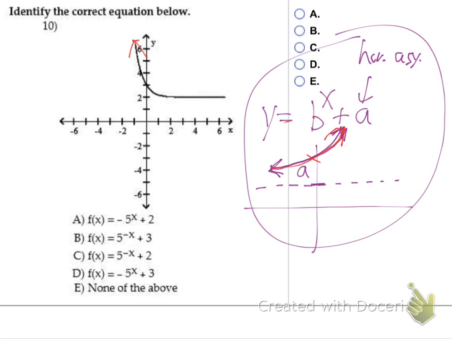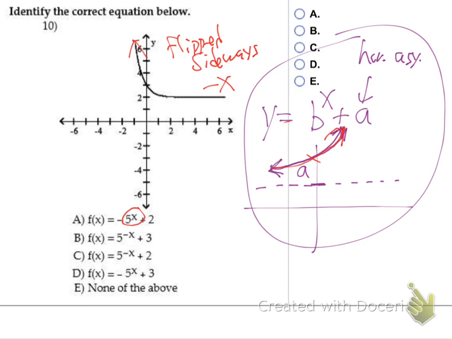So what makes a graph flip sideways? We talked a lot about flips and stuff. Negative. Negative where, though? On x itself, wherever x is. What makes a graph flip vertically? Negative in the very front. We'll get to one of those in a bit. A negative in the very front makes a graph flip vertically. Negative on an x makes a graph flip sideways. Remember all that? Okay, so I'm looking for an equation that has negative on the x.